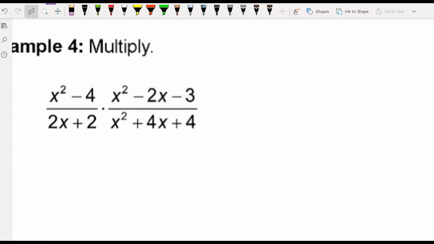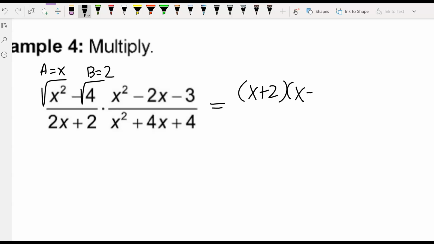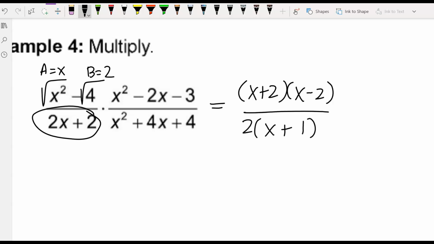All right, next one. So factoring. So the top is that perfect square. So A is going to be x, B is going to be 2, so we have x plus 2, x minus 2. All right, on the bottom, we look for GCFs. So 2 is a GCF. So we'd have x plus 1 left over.